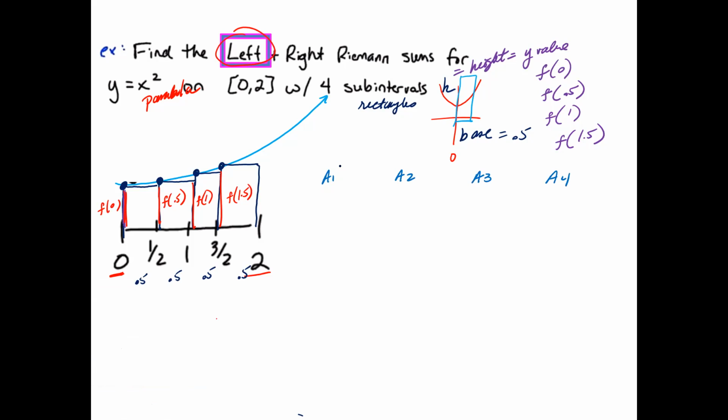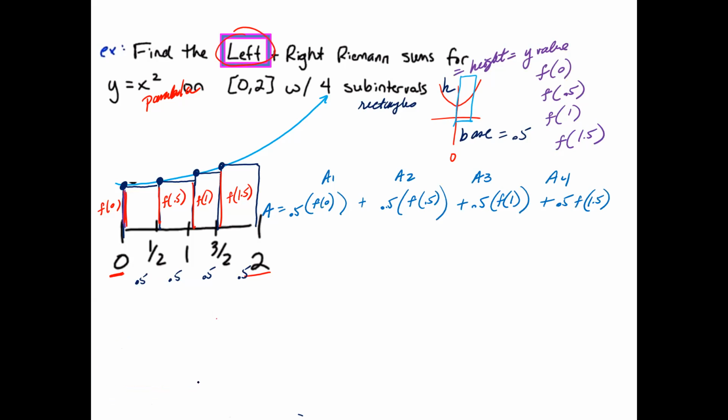So for your first area, remember it's base times height. So your base is going to be 0 times the height, which is going to be f of 0, plus, I'm sorry, it's not 0, base is 0.5, totally my fault, okay? 0.5 times the height of the second rectangle, which is f of 0.5, plus 0.5 times the height of the third, so f of 1, plus 0.5 times the height of the fourth, which is f of 1.5.